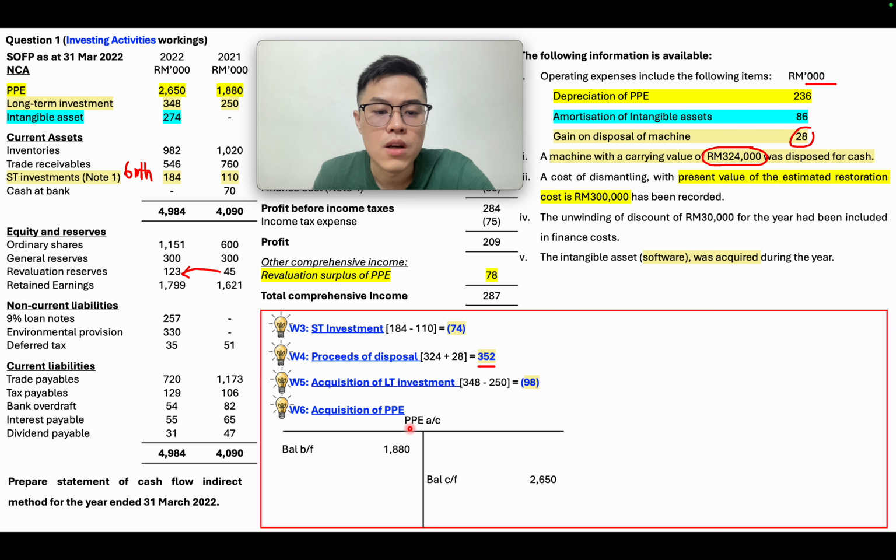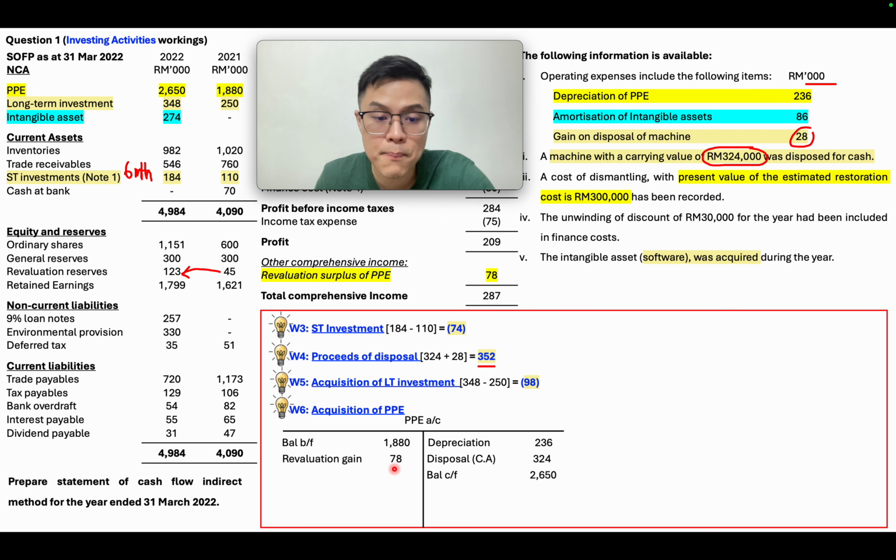So PPE, opening 1880, closing 2650. And we have our depreciations, which reduce your PPE. And we have our disposal. This amount is the net book value after depreciations, the accumulated depreciations that will be kicked out from your PPE account. Therefore, credit side of your PPE. And you got revaluation surplus, which is 78.